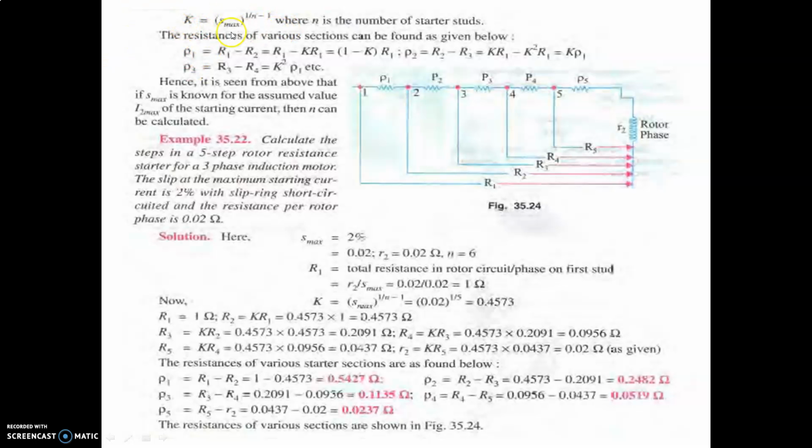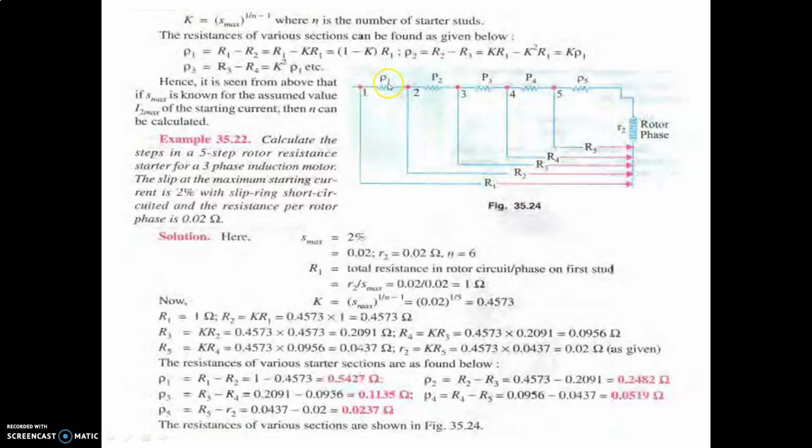So now we have calculated K also in terms of the known values. S max is known to you, and n is the number of starter studs, so you can substitute it over here. The resistance of various sections can be found. Here each starter stud is represented in terms of rows: row 1, row 2, row 3, row 4, row 5 and so on. Up to point 1 it is R1, and point 2 is R2 and so on.